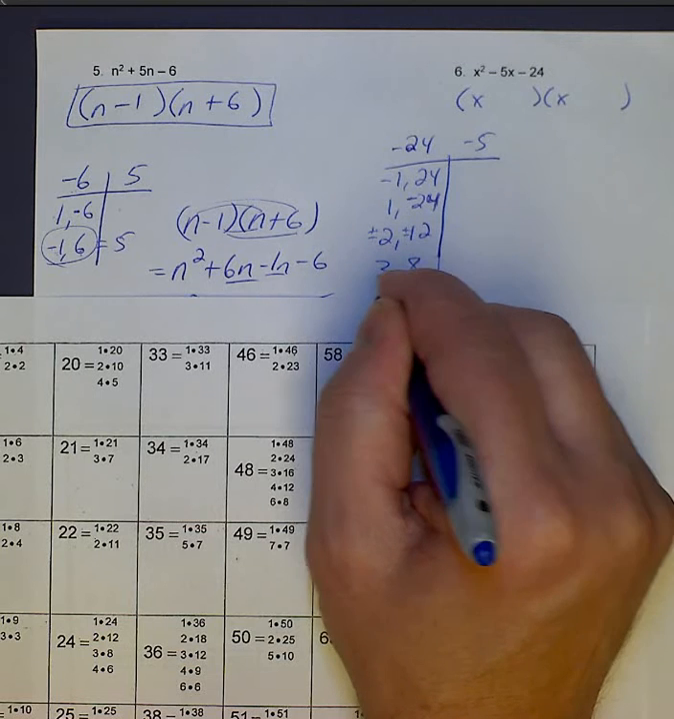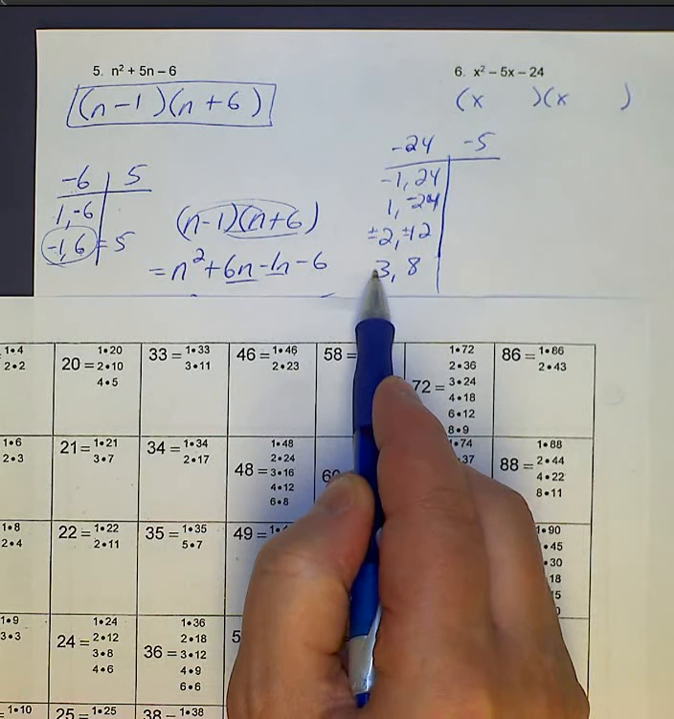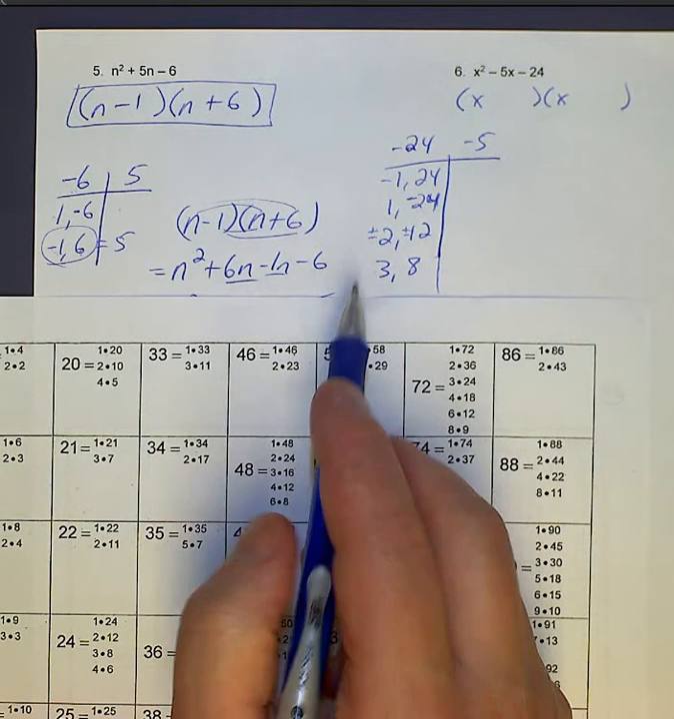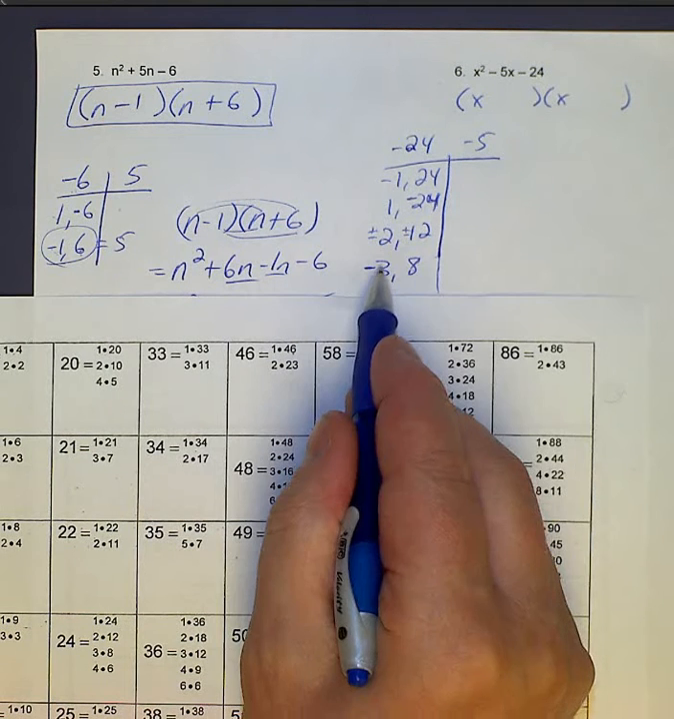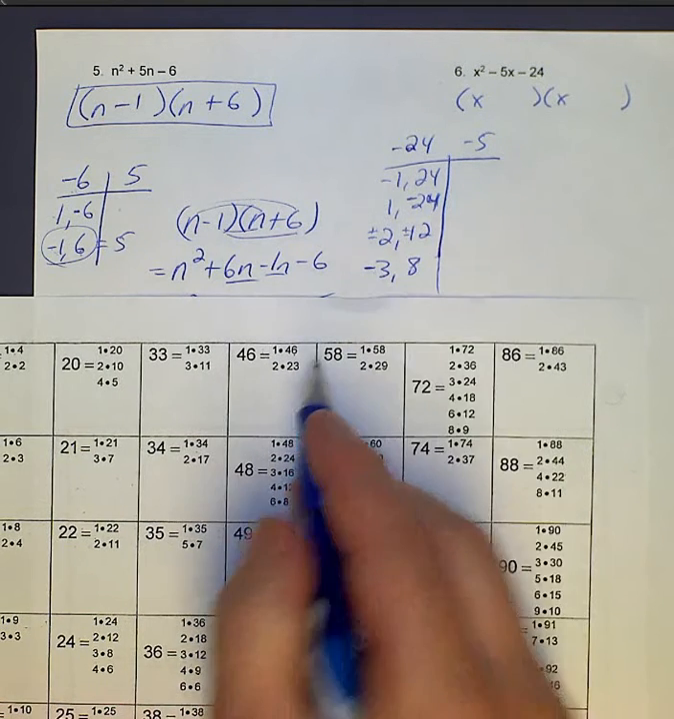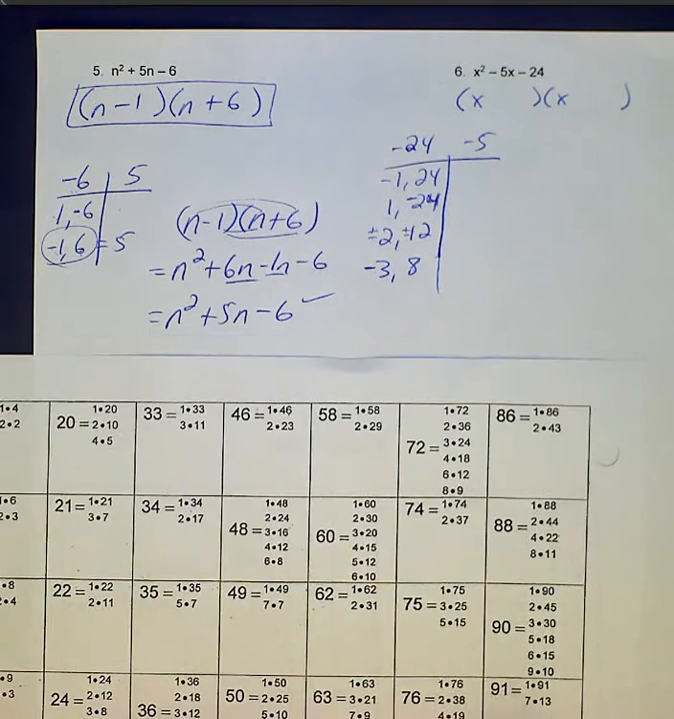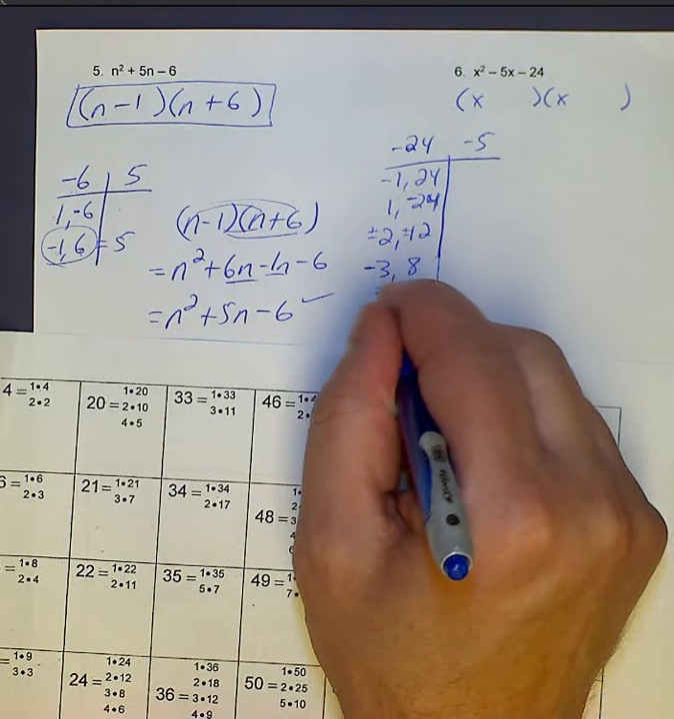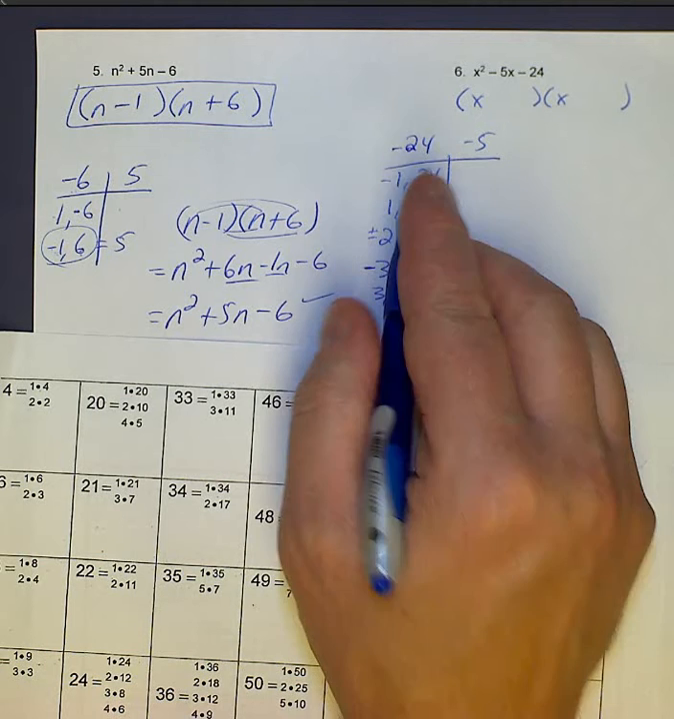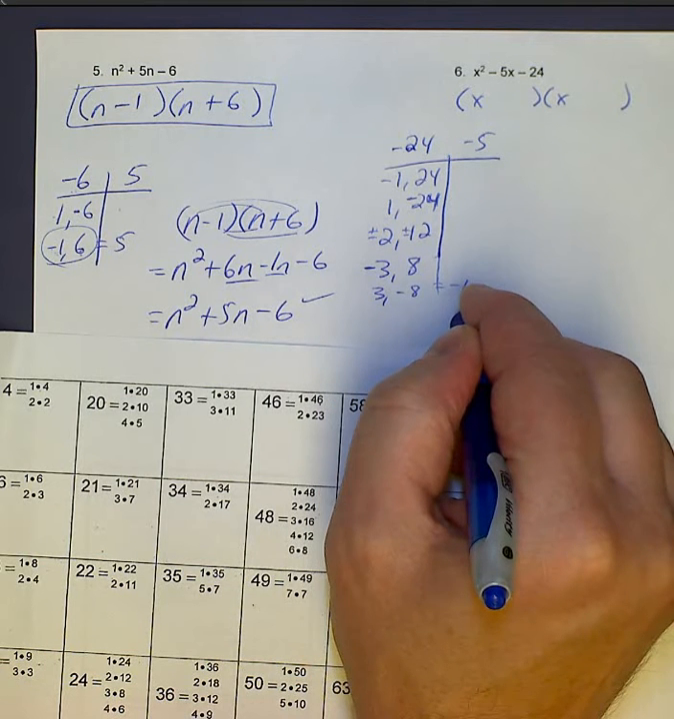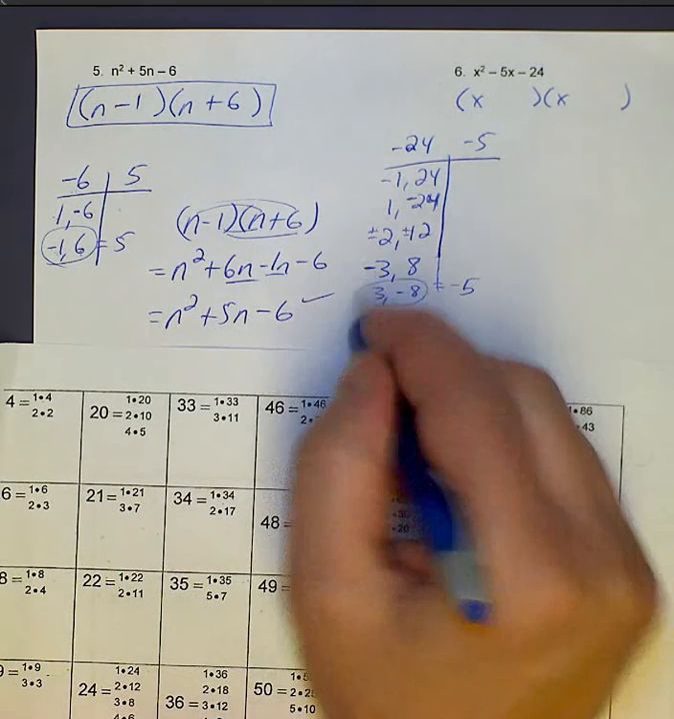3 times 8 is positive 24, so I got to make one of them negative. If I make the right one negative, maybe I get negative 5 out. So if I make 3 negative, negative 3 times 8 is negative 24. Negative 3 plus 8 is a positive 5. Alright, well, what if I do positive 3 times a negative 8? That's a negative 24. And if I add them up, positive 3 plus a negative 8, it equals negative 5. So those are my factors.